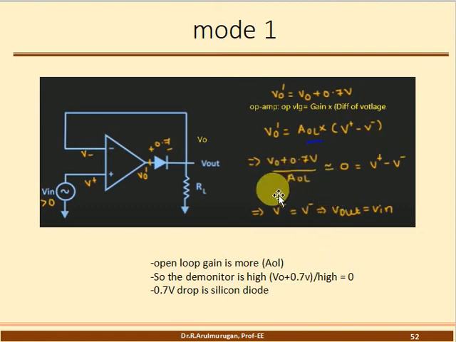Generally the gain value is very high, so the numerator is very small compared to the denominator. So the output value is 0. Why is it 0? Because the gain in the denominator is higher compared with the numerator. So 0 is equal to V plus minus V minus, and moving V minus to the other side, V plus is equal to V minus. During this condition, whatever input you apply comes to the output as it is.